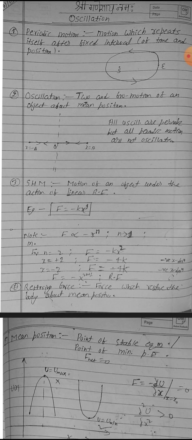Similarly, the revolution of moon around the earth is also an example of periodic motion because the position of moon repeats after a fixed interval of time.